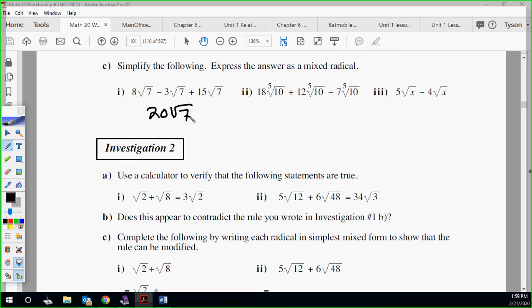Okay. 5th root 10, 5th root 10, 5th root 10, all the index the same, all radicands the same. 18 plus 12 is 30. Minus 7 is 23. 23 5th root 10. And the last one, who cares if it's variables? It's still the same radicand, so don't be confused because it's a root x. It's still root x and root x, so 5 root x minus 4 root x is just root x. You can put a 1 there if you want, but 1 root x.